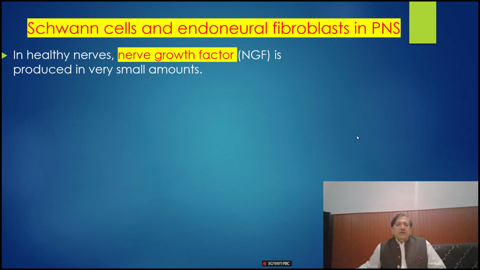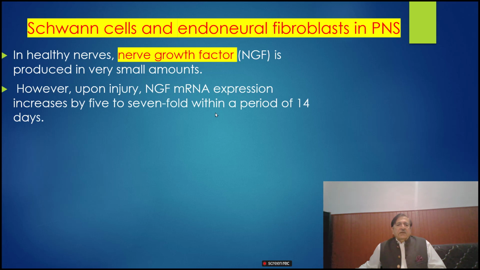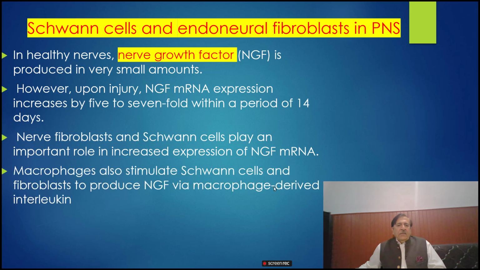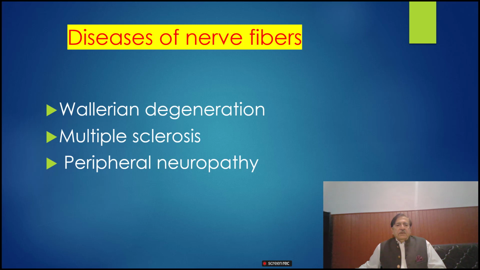Schwann cell and endoneural fibroblast in peripheral nervous system. Nerve growth factor NGF is produced in very small amount. However, upon injury, nerve growth factor messenger RNA expression increases by 5 to 7 fold within a period of 14 days. Nerve fiber and Schwann cell play an important role in increasing expression of nerve growth factor messenger RNA. Macrophages also stimulate Schwann cells and fibroblasts to produce nerve growth factor, while macrophages drive interleukin.